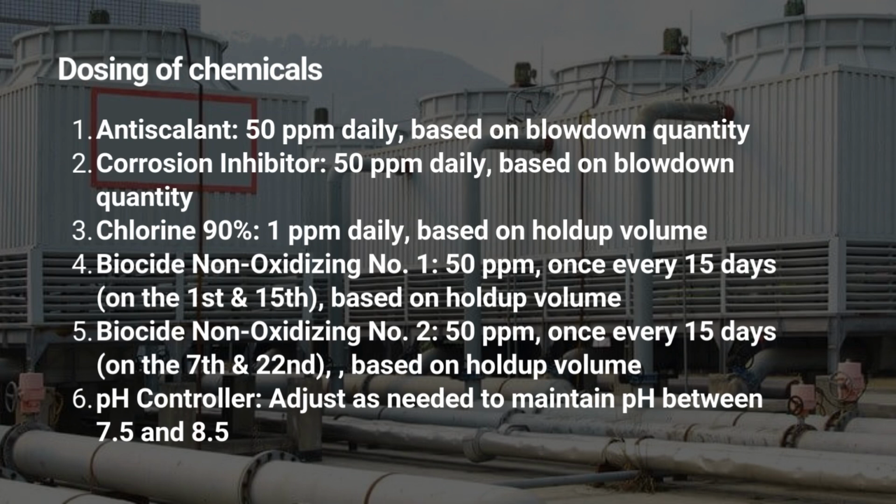Biocide number 1 at 50 ppm once every 15 days, 1st and 15th, and biocide number 2 at 50 ppm once every 15 days, 7th and 22nd. pH is maintained between 7.5 and 8.5 using a pH controller.